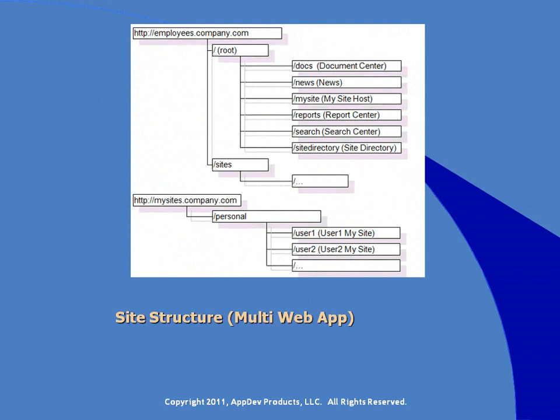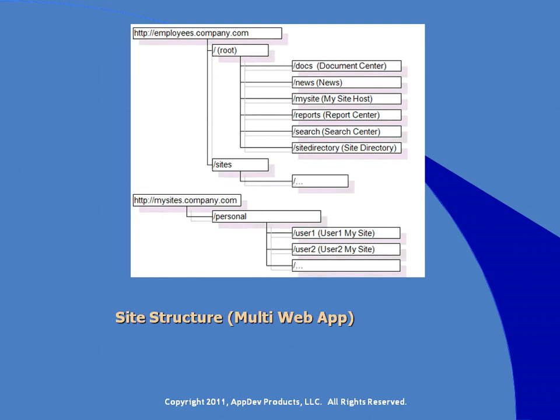In this example, we have two separate web applications. We have employees.company.com, and we have another web application, mysites.company.com, and it has the managed path of personal. And from there are going to be multiple site collections per user.